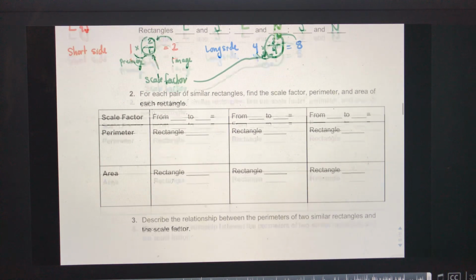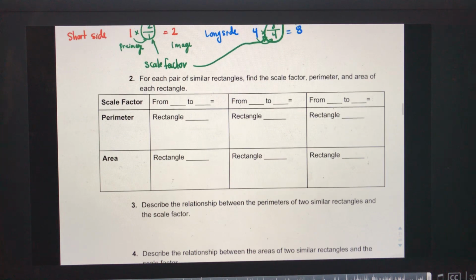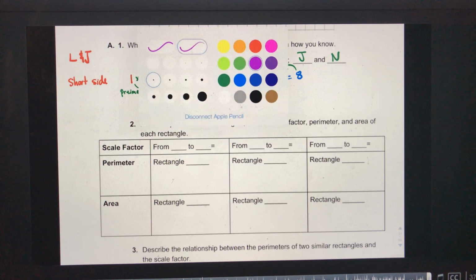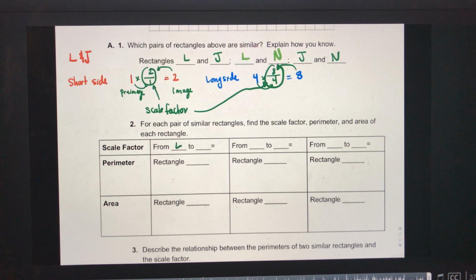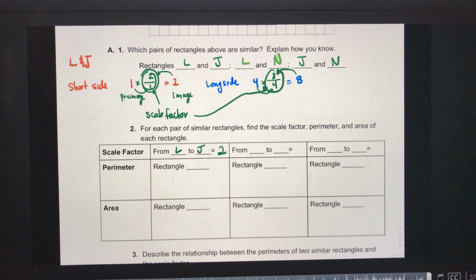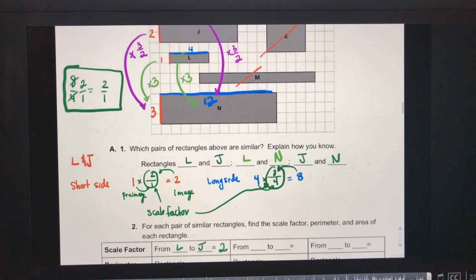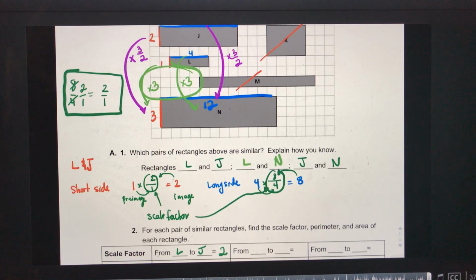For each pair of similar rectangles, find the scale factor. We kind of did that already, so we're just going to write these down. If we go from L to J, our first one over here, our scale factor was 2. And then from L to N, our scale factor was 3.